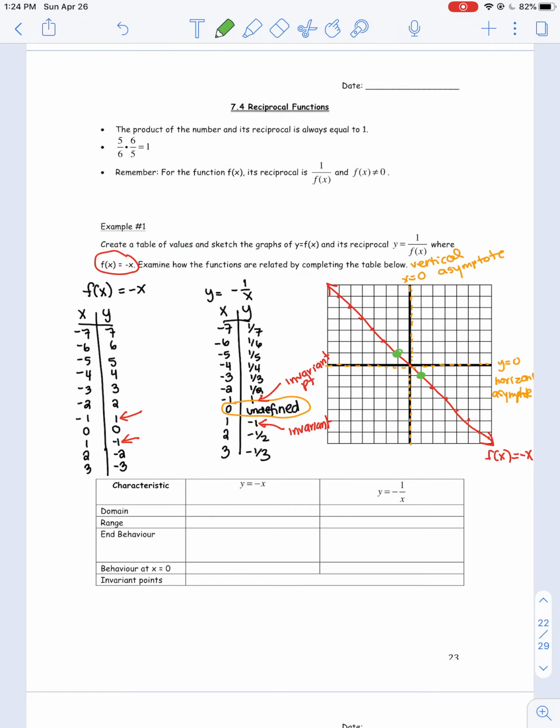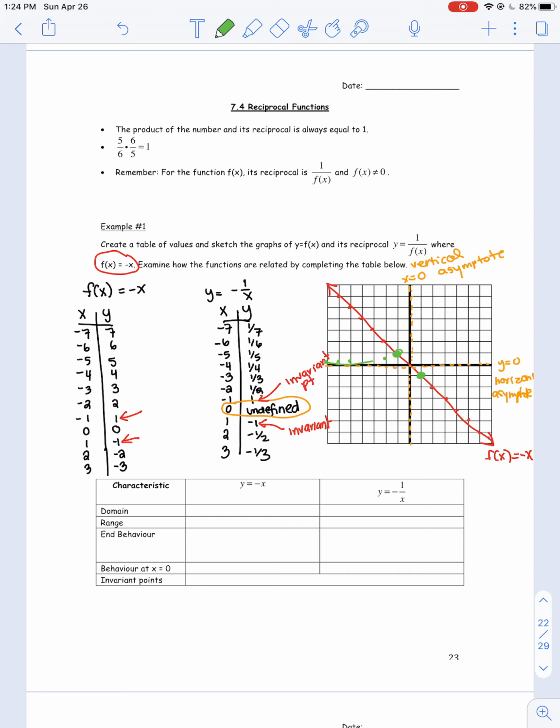So then we're going to plot some of these points. I'm going to do them in green. So at -7, we have the point 1/7. At -6, 1/6. At -5, 1/5. So it's really close to the x-axis. And then at -2, we have 1/2. We're just going to skip over there.